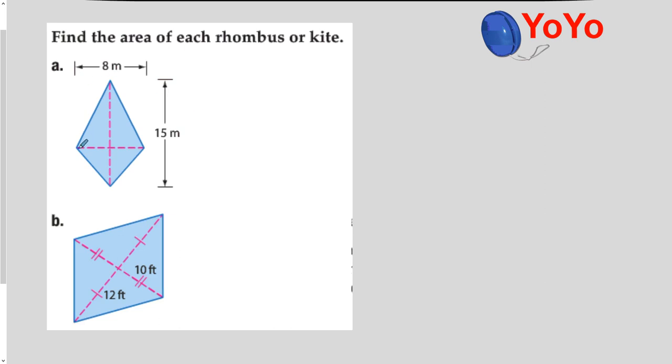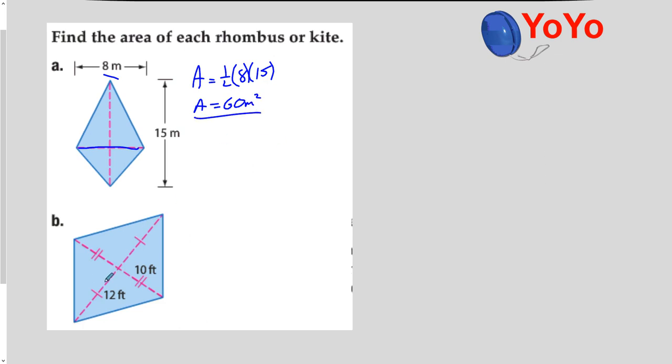This diagonal is 8 meters, and the long one, the vertical one, is 15. So the area is 1/2 the product of those diagonals. So 1/2 of 8 is 4 times 15 is 60 meters squared.